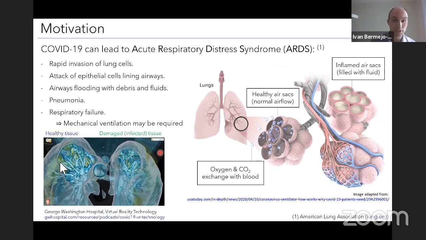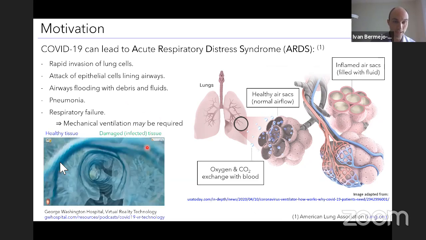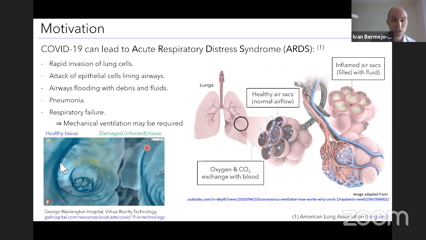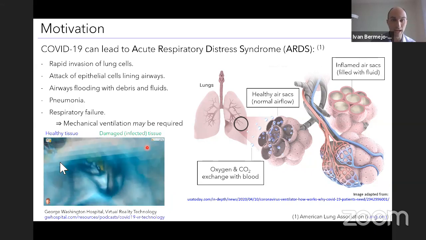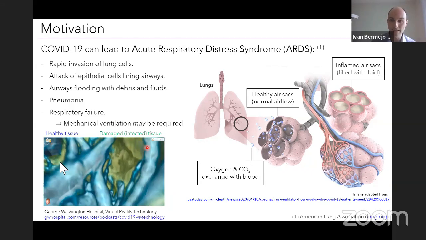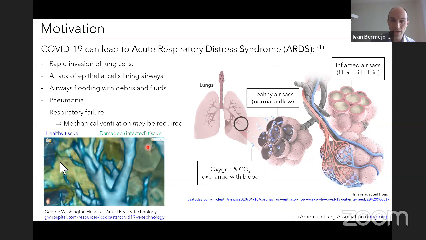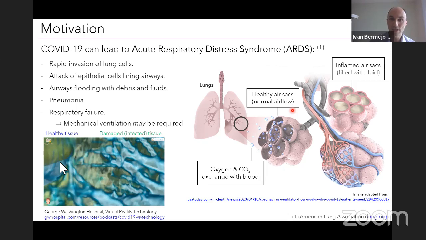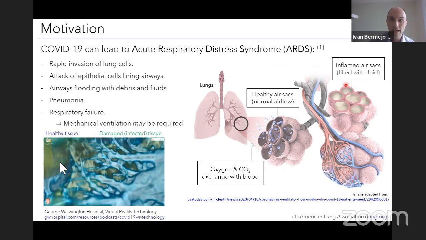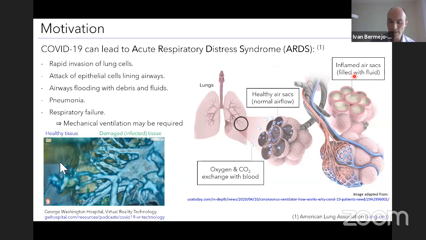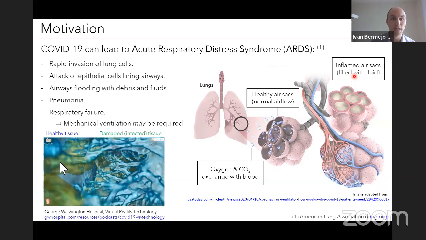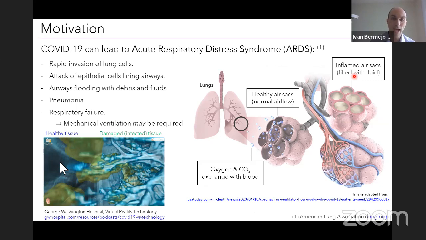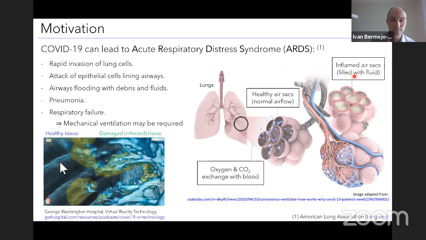This is a visualization of a 59-year-old patient by the George Washington Hospital, where you can see in green all the damage or infected tissue that is affecting a large proportion of the lung cells. And as you can see here on the right figure, in the ARDS condition, you have these inflamed air sacs that are going to be filled with fluid. So it's more difficult for the patient to get the oxygen to the blood and to get the CO2, the carbon dioxide, out from the bloodstream.